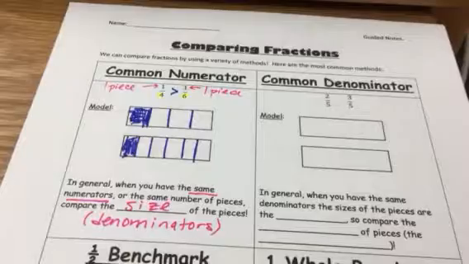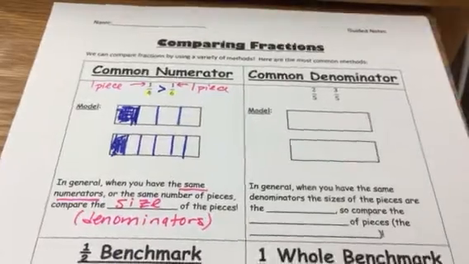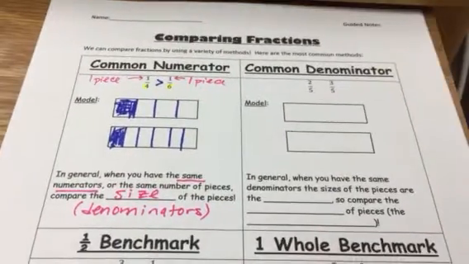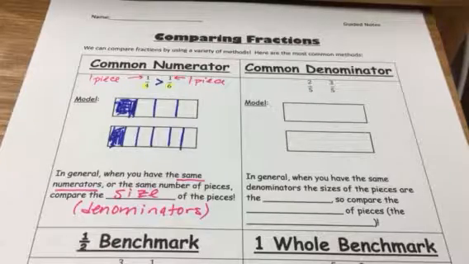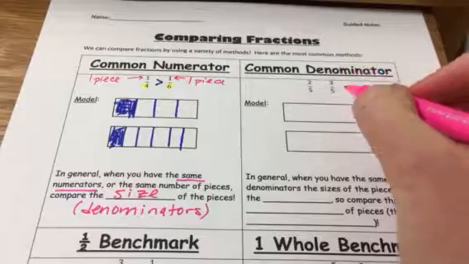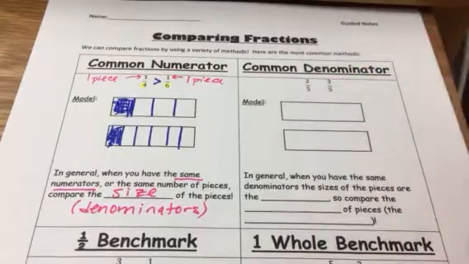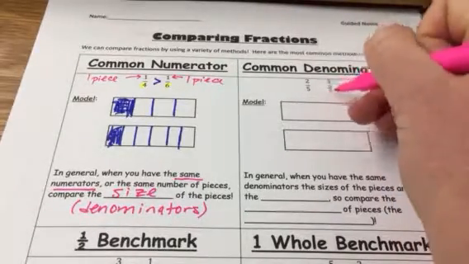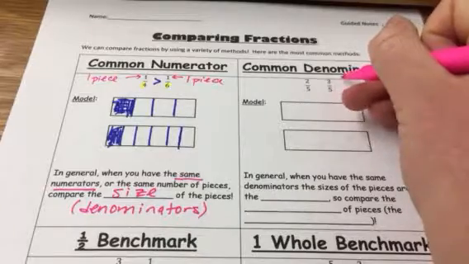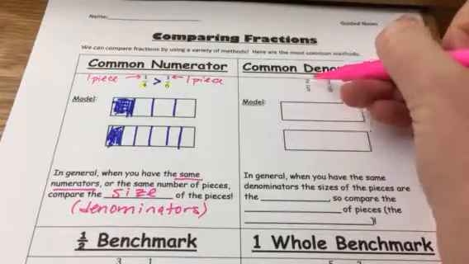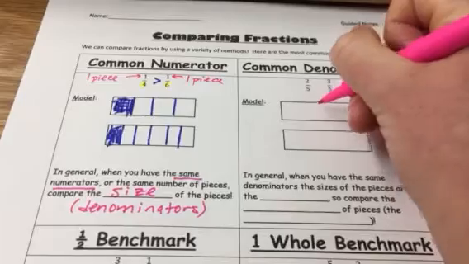Okay, so we're going to take a look at the sizes of those pieces. Common denominator route, that's when we're given these nice, pretty easy fractions in which we're given the same denominators. So if I'm given the same denominators, it means that my size pieces are exactly the same, in which case I will just compare the number of pieces that I have. So let's go ahead and model this.